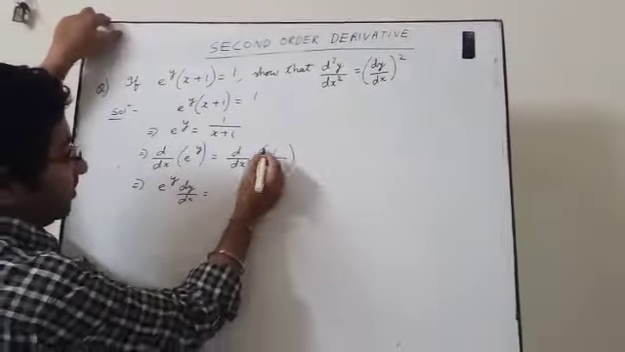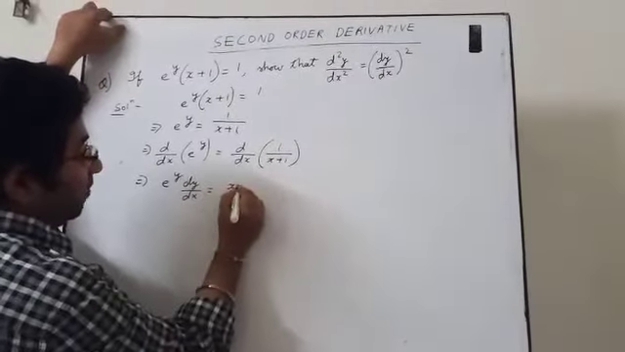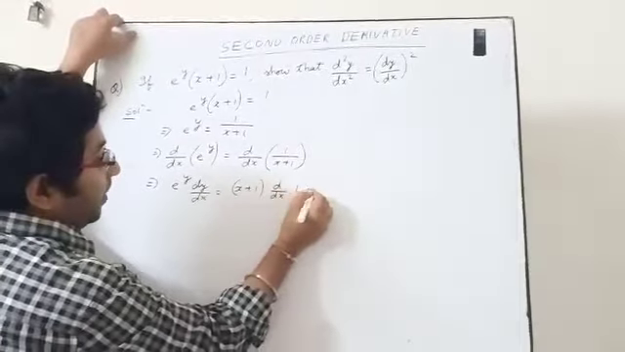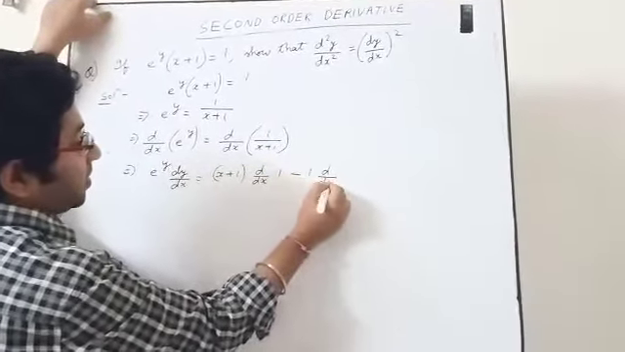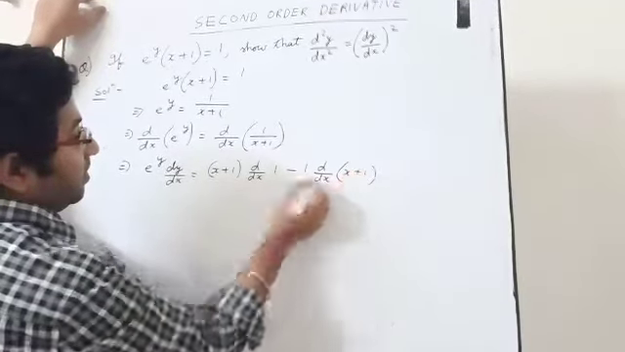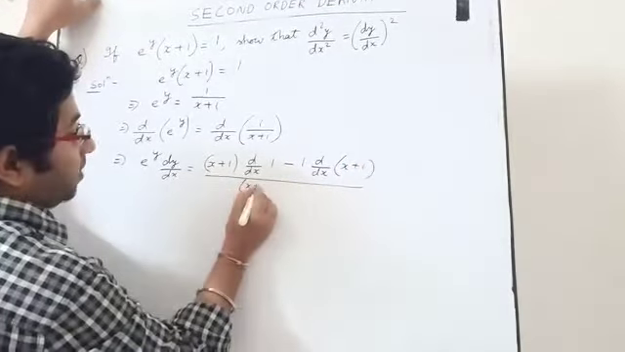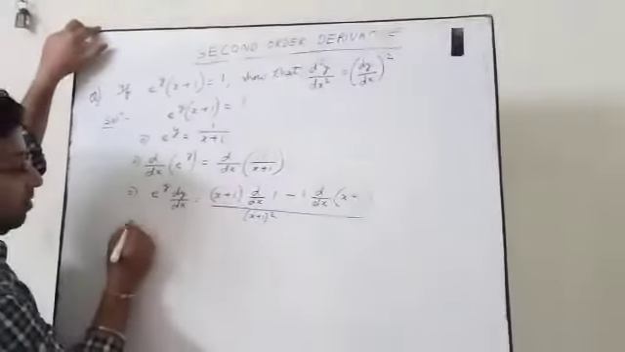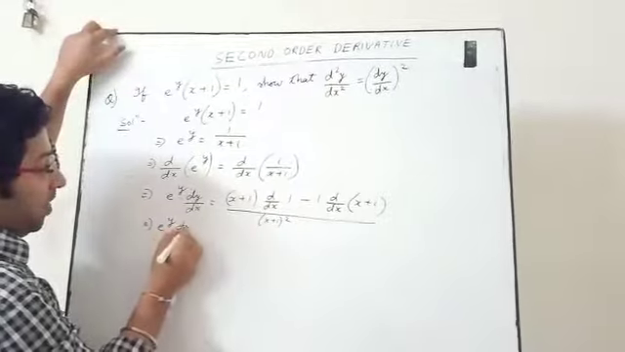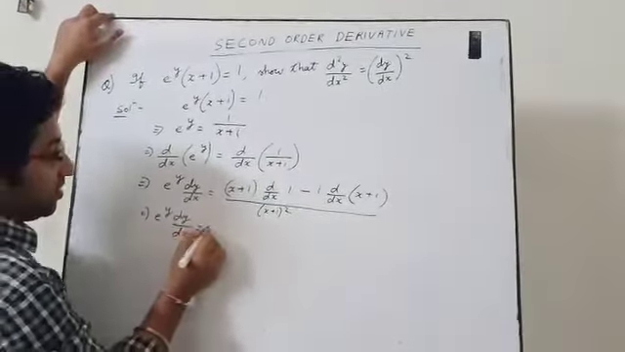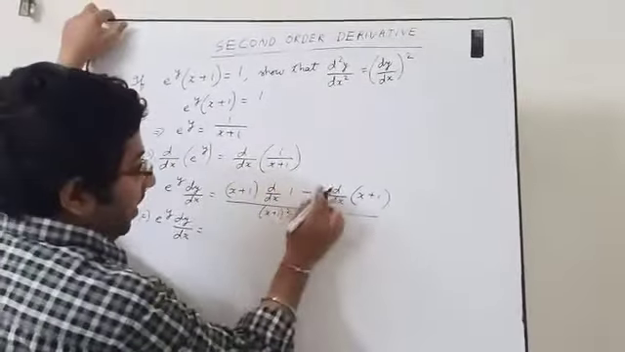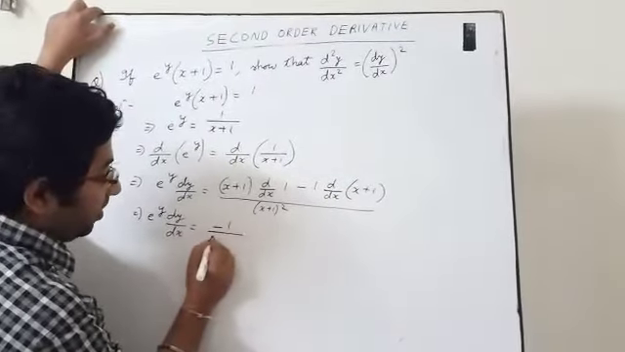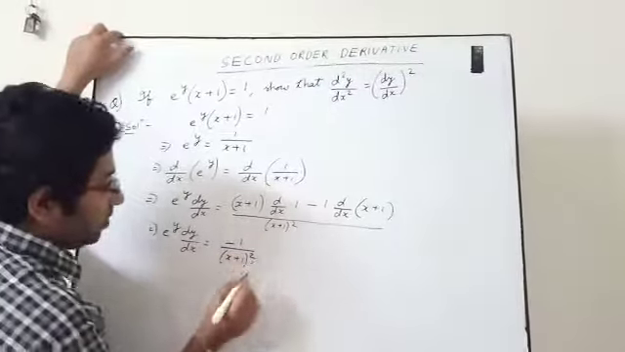And this is what? Division of two functions: (x plus 1) into d/dx of 1, minus 1 into d/dx of (x plus 1), divided by (x plus 1) whole square. So d/dx of 1 is 0. So what will you get? e to the power y dy by dx equals, d/dx of 1 is 0, minus 1 into d/dx of x is 1, so you will get minus 1 by (x plus 1) whole square.